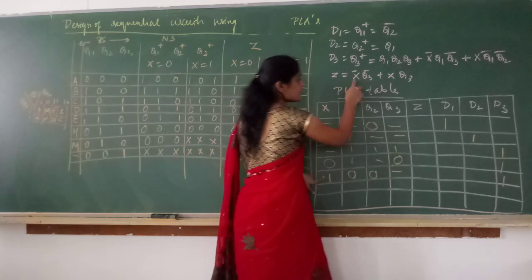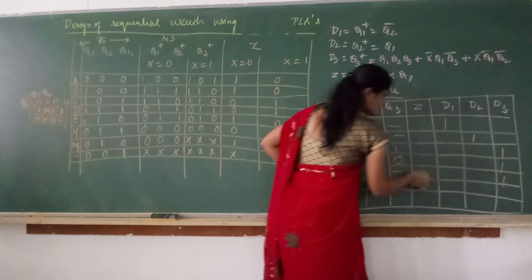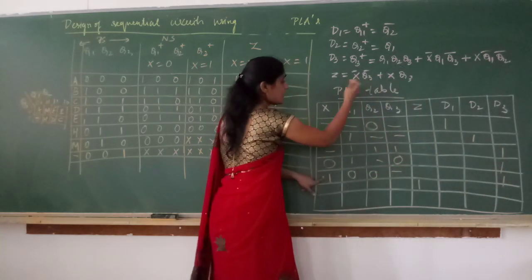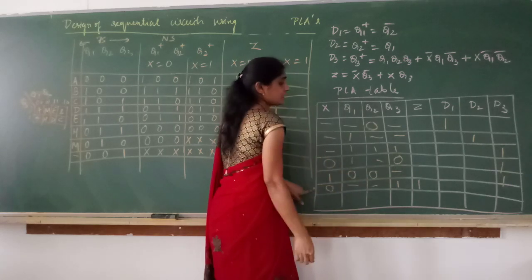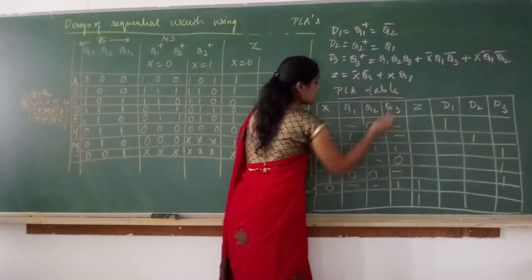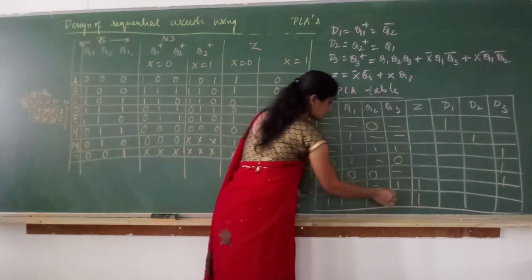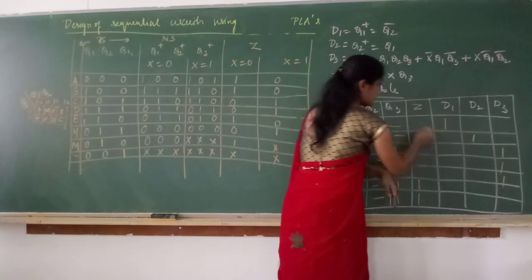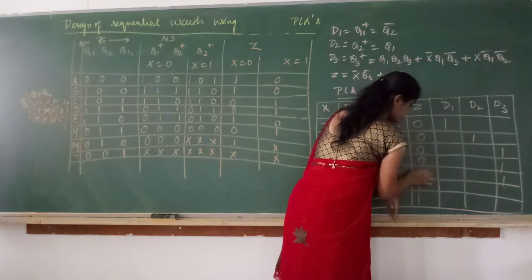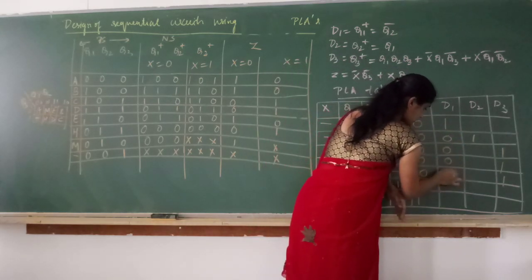Z is 1 when, Z is here. So, Z is 1 when X bar, Q3 bar. The other terms are not connected. It is also 1 when X, Q3. X is 1, Q3 is 1. So, the others are not connected. Okay. For the remaining places, these will be 0. They are not connected. Okay.